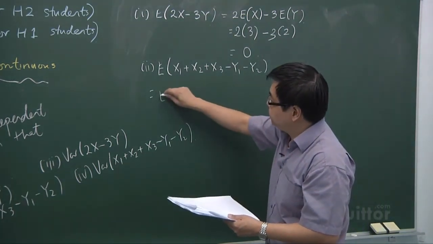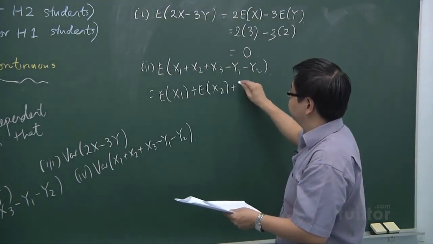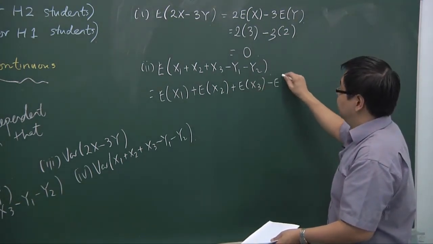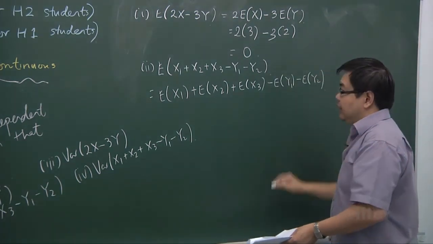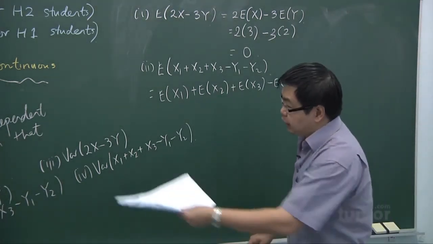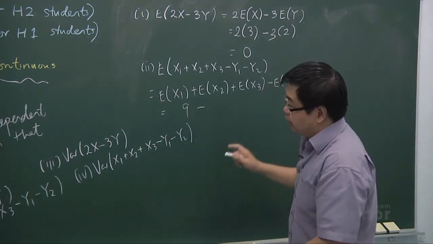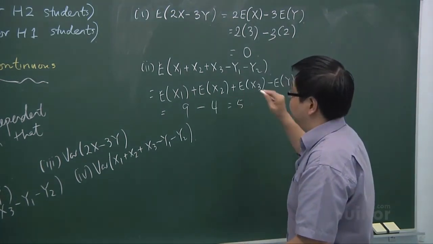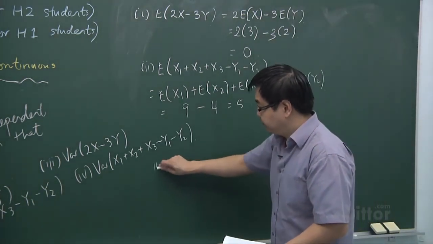But in terms of expectation, if you break it up in this way, minus the expectation of y1 minus the expectation of y2. In terms of expectation, they are all the same. All three have the same expectation, which is 3. So it gives you 9. Minus expectation of y, which is 2, so minus 4. So that gives you 5. That is part 2. Let's look at part 3 now.